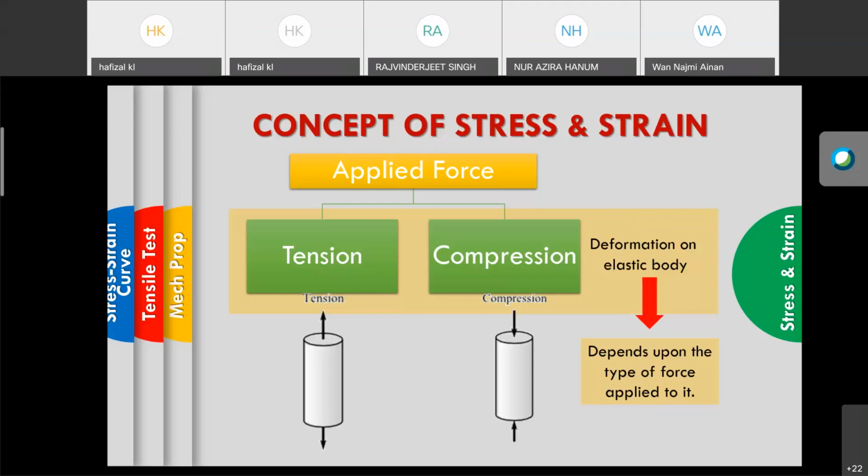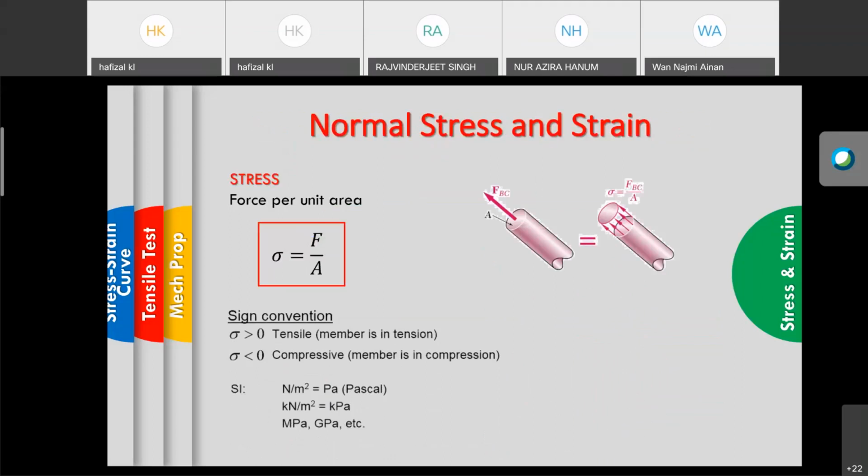So for the stress and strain, basically stress we can define as force per unit area, whereby sigma is equal to F over A, where F is force in Newton, over A, which is area in meter squared. So in the SI unit, we will have Newton per meter squared, or in other terms we can call it Pascal. Abbreviations of the Pascal include kilopascal, megapascal, gigapascal. It depends on how big the load is given on the surface area.